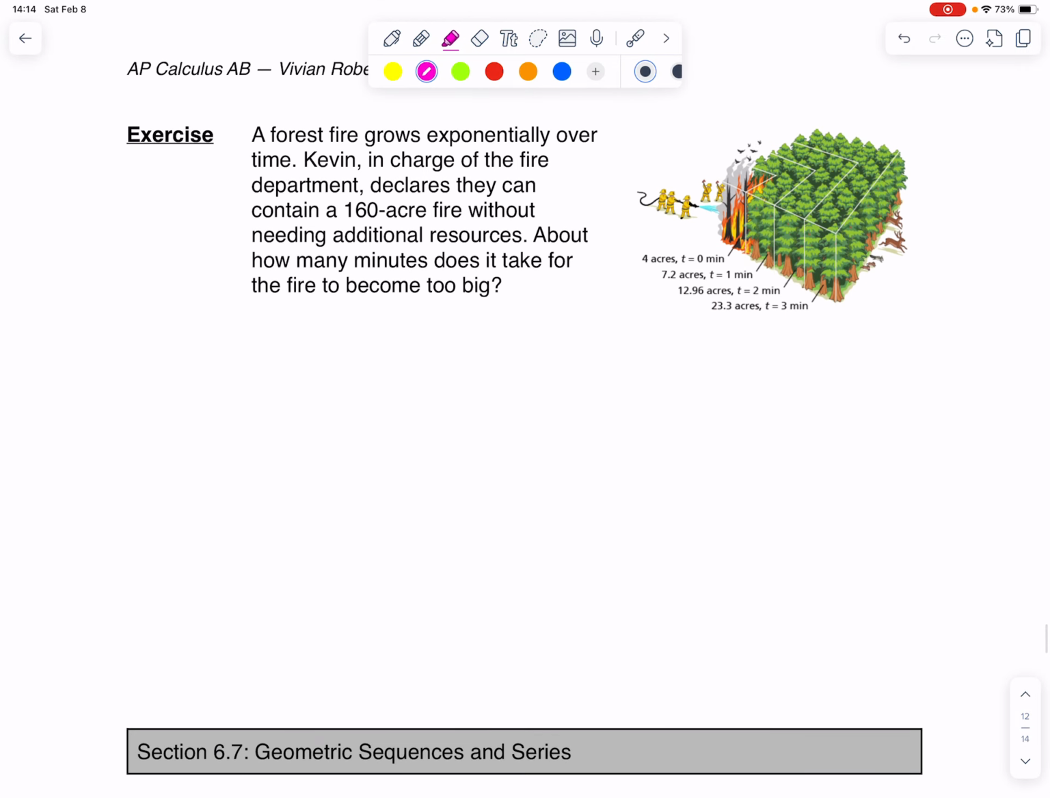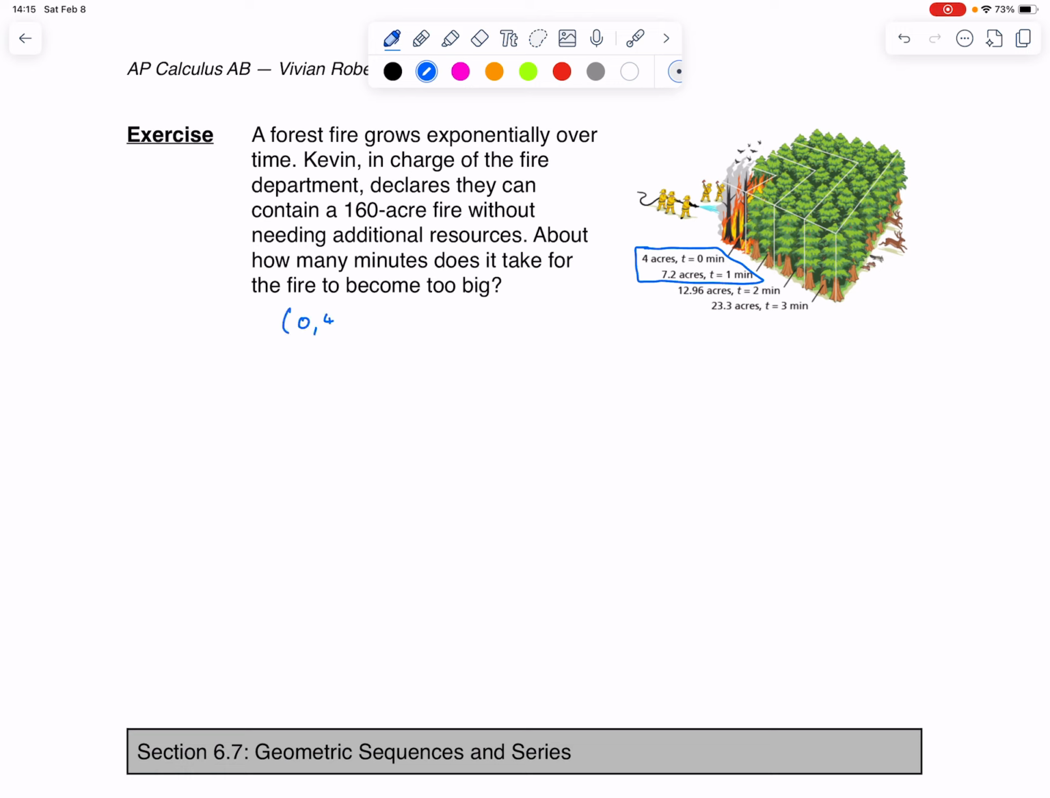Lastly, a forest fire grows exponentially over time. Kevin, in charge of the fire department, declares they can contain a 160-acre fire without needing additional assistance. About how many minutes does it take for the fire to become too big? So it might be a little unclear whether we need to find an exponential model here using a spreadsheet and finding a best fit model, or if we can just use the first two data points given and solve a system of equations. I'll make sure in a quiz or a test that it's more clear, but here we are going to focus simply on the first 2 points.